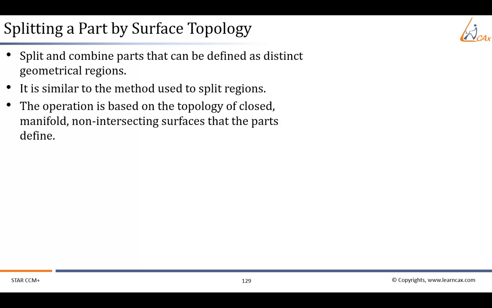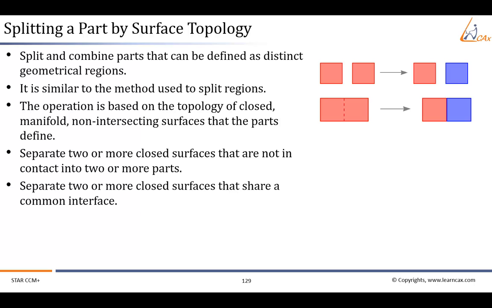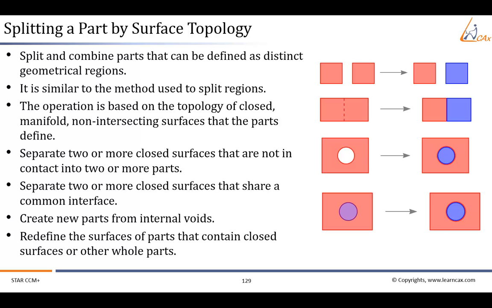Using this operation, we can do different things like separate two or more closed surfaces that are not in contact into two or more parts. Separate two or more closed surfaces that share a common interface. Create new parts from internal voids. Redefine the surfaces of parts that contain closed surfaces or other whole parts.